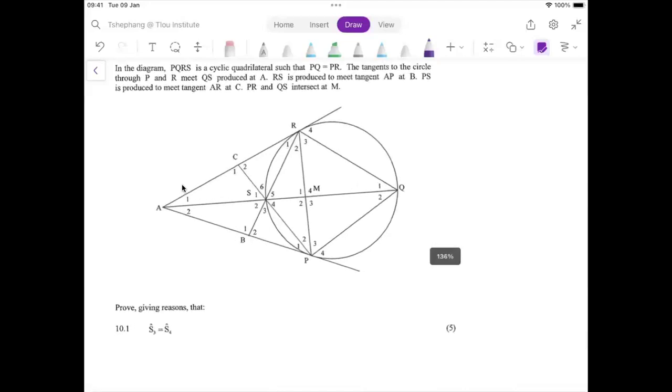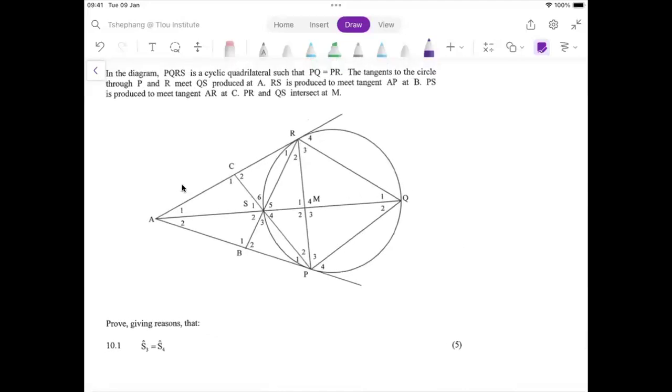Okay, just zoom in. In the diagram, PQRS is a cyclic quadrilateral, such that PQ is equal to PR. I just want to put that there in PQ and PR. So these are equal to each other.